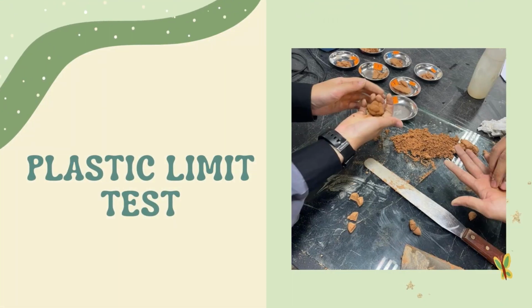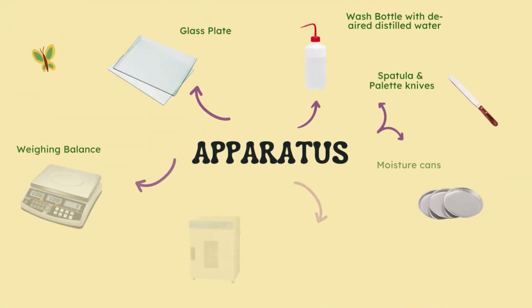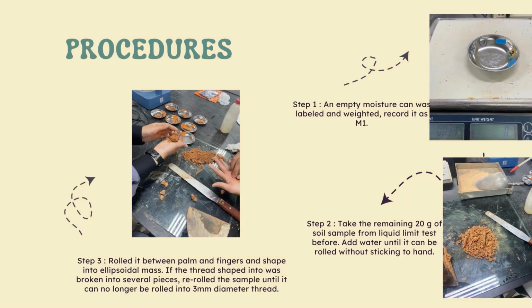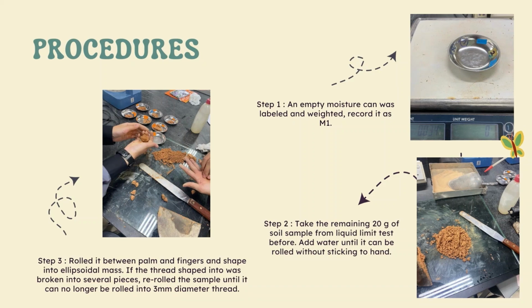The last experiment conducted is the plastic limit test. The apparatus used in this experiment is glass plate, wash bottle with de-aired distilled water, spatula and palette knives, moisture cans, drying oven, and weighing balance. The procedure of this experiment. Step 1. An empty moisture can was labeled and weighed, recorded as M1.